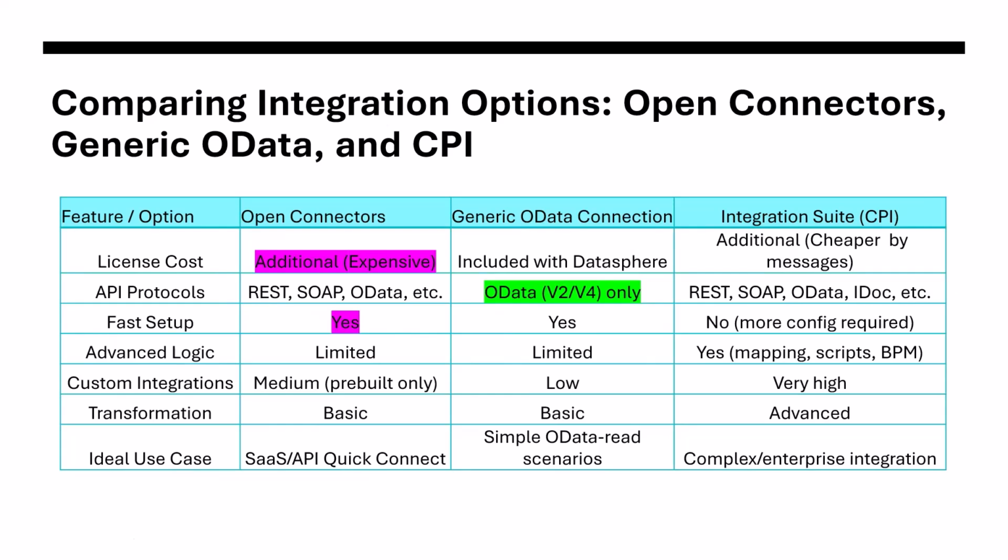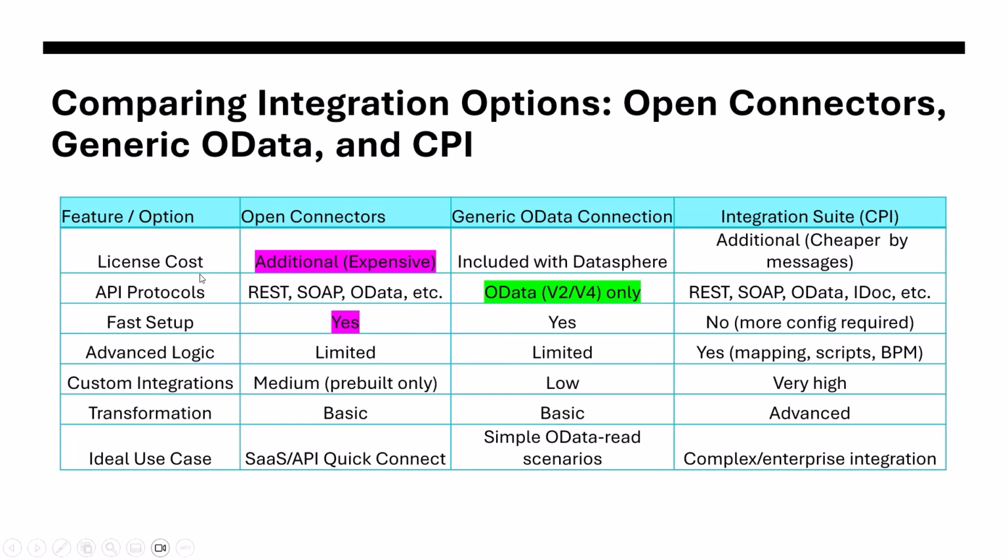iFlow executions. However, it's a little bit costly, but more on the maintenance and development effort. On the third option, open connectors, it is very expensive because the license is by connector, and easy to set up, but more license cost involved in using open connectors.